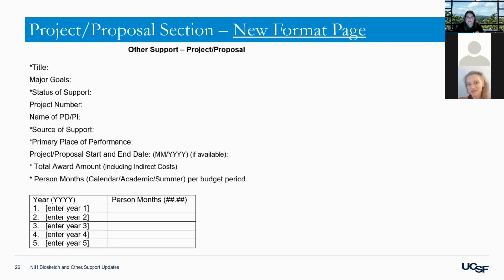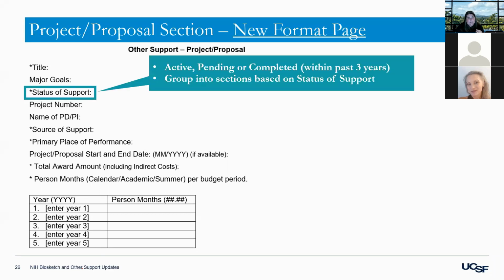Major goals, that's the same as it is now, a couple of sentences describing the project. Status of support, this is new, having it actually part of the entry. Once again, this is either active, pending, or completed. They still want you to group into sections based on status of the report. So you'll still have an active section, a pending section, and now a completed section. But also within each entry, you have to indicate if it's active, pending, or completed.